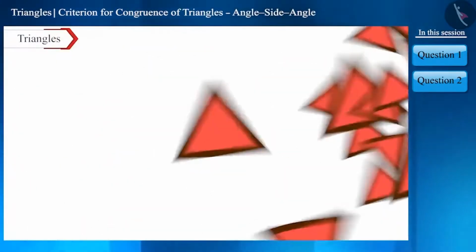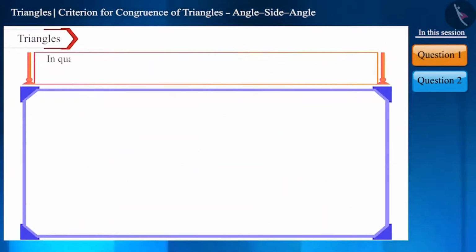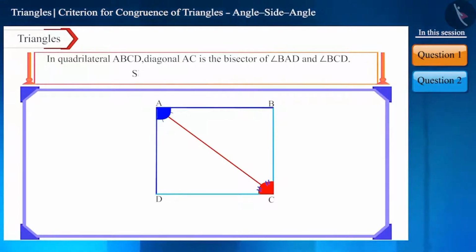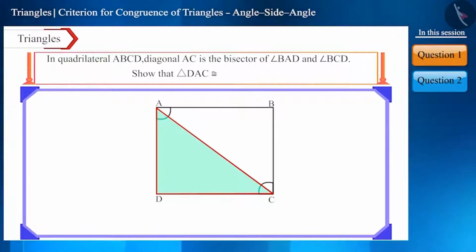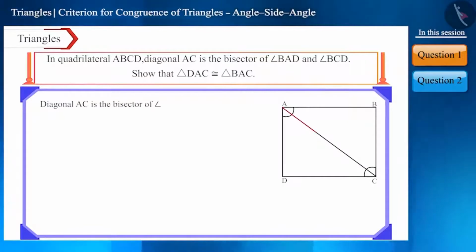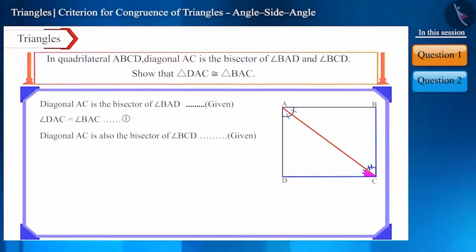Come, let's start. The first question is: in quadrilateral ABCD, diagonal AC is the bisector of angle BAD and angle BCD. Show that triangle DAC is congruent to triangle BAC. We are given that diagonal AC is the bisector of angle BAD. Therefore, angle DAC and angle BAC will be equal. Diagonal AC is also the bisector of angle BCD. That is, angle DCA will be equal to angle BCA.